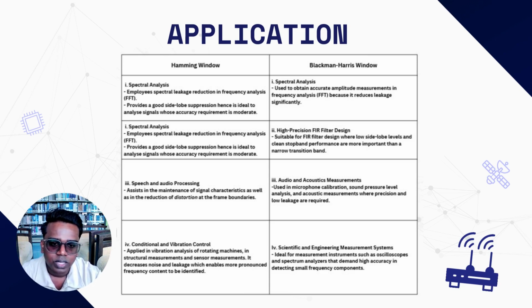And the last one for the Blackman-Harris window is scientific and engineering measurement systems. It is ideal for measurement instruments such as oscilloscopes and spectrum analyzers that demand high accuracy in detecting small frequency components.